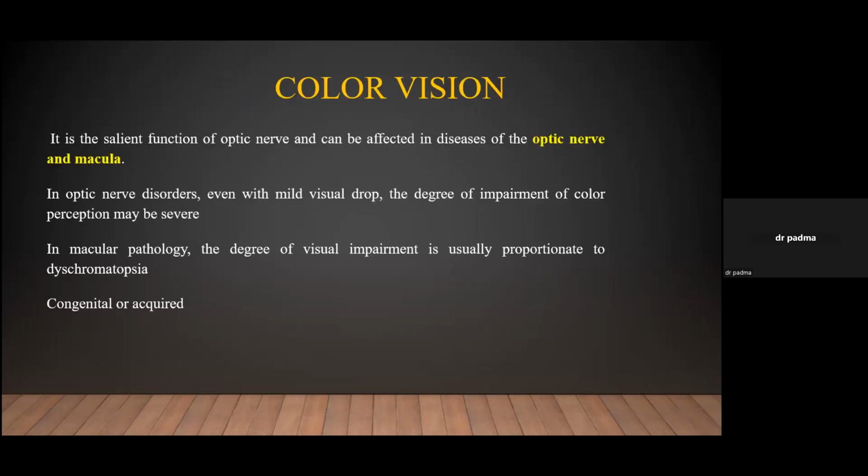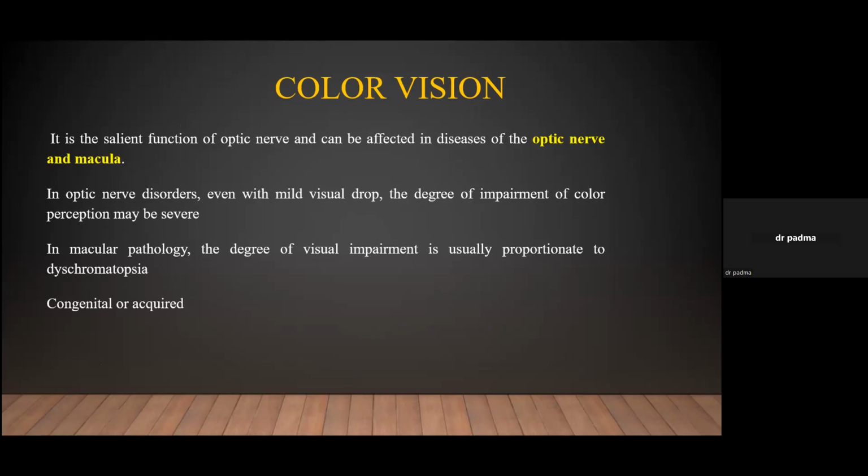So moving on to color vision, its testing is important as color vision is a salient function of the optic nerve. It can be affected in disease of the optic nerve and macula. One differentiating point is that in optic nerve disease, even with a mild vision drop, the degree of color vision impairment may be severe. And in macular disease, the degree of color vision impairment is proportionate to the vision loss.